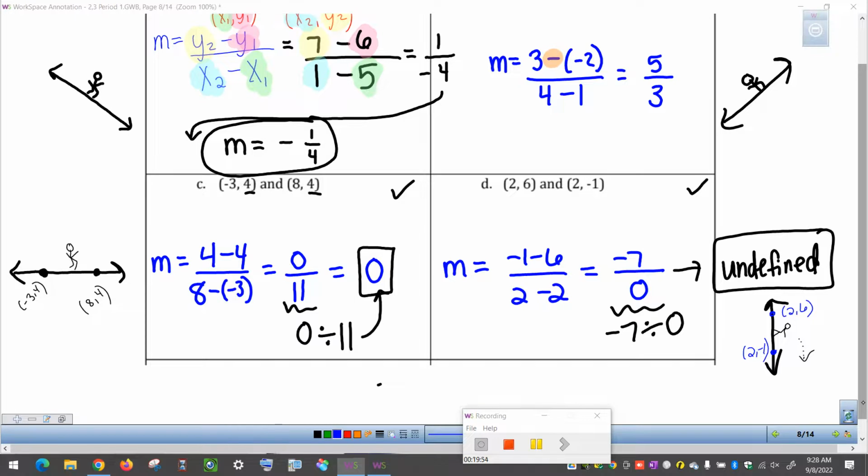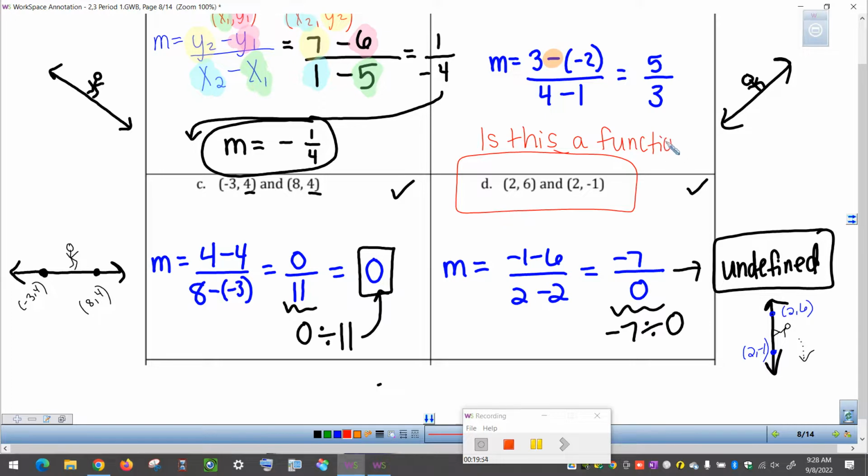Here's a little bonus question for part D. Is this representing a function? I want you to talk at your tables and tell them what you think and why. Correct. This one is not a function. The same x value of 2 is going to 2 different y values. Also on the graph, it doesn't pass the vertical line test. It is a vertical line. If you drew a vertical line on top of that vertical line, technically you're going to cross through an infinite number of times. All right, awesome job.